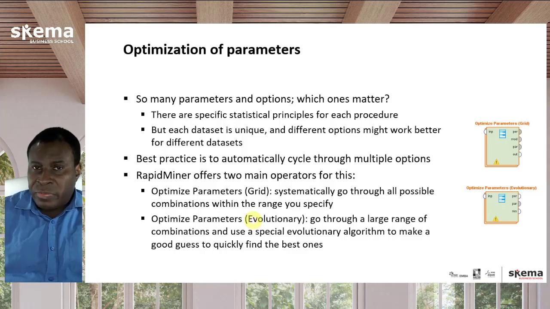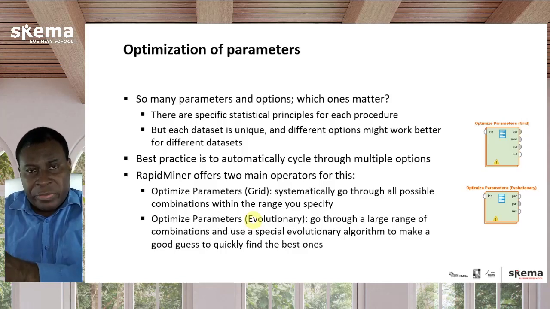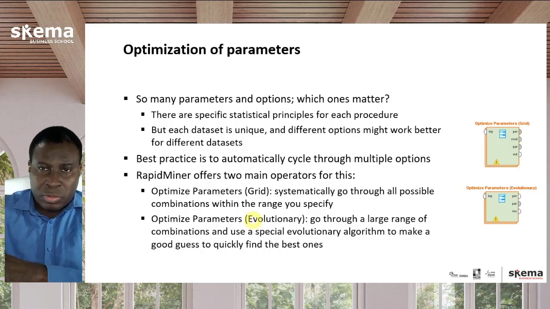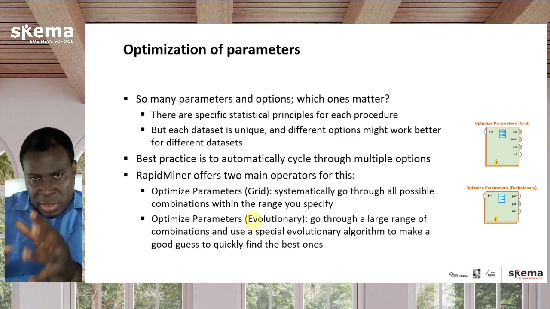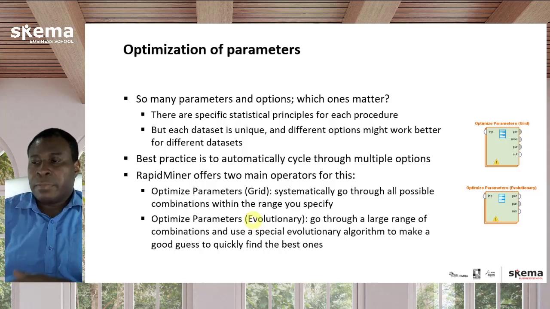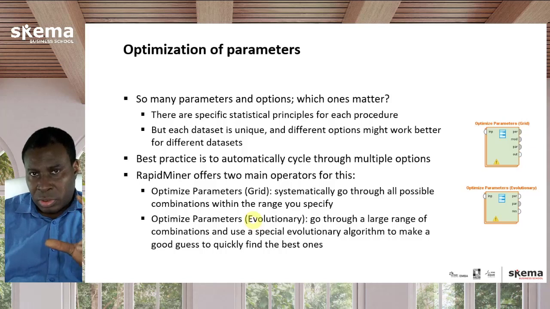Another approach is optimize parameters evolutionary, which uses some heuristics to not try every single one. They might start with a 50, and then they go to a 5, then go in between, 25. They find that 25 and 50 are better, so let's go to 30. And in an intelligent way, it tries to find the best setting without going through every single thing. So these are ways that can be programmed in your design.